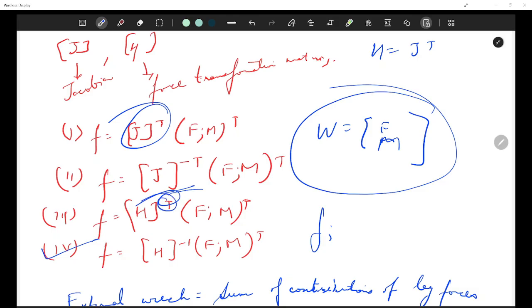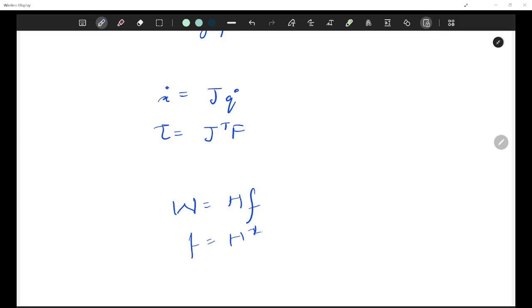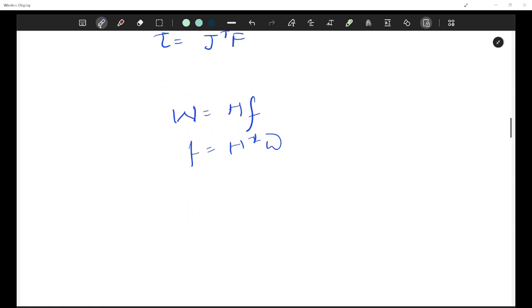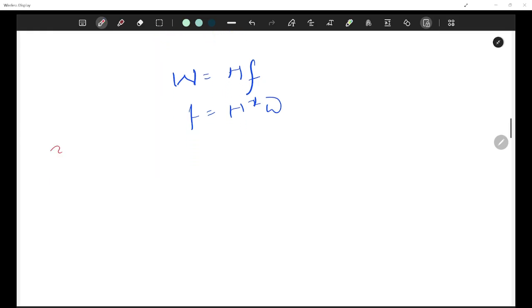So you have to remember a few things. I'm listing them down here. X dot is related to Q dot by the Jacobian, and the force relationship is torque is equal to J transpose. Alright. In Stewart statics, W is H into F and F is H inverse W. That's all. Always invert the mapping matrix. Okay. So I think we are done with the correct answer. Let's move to the next question.